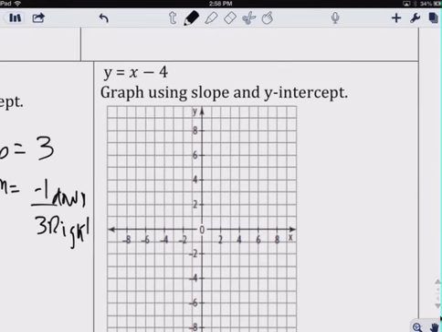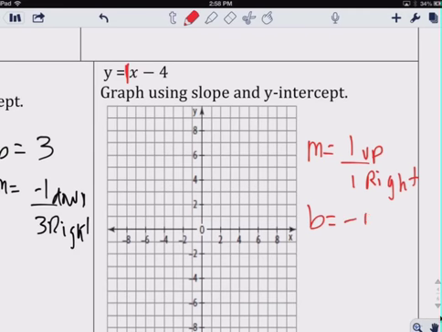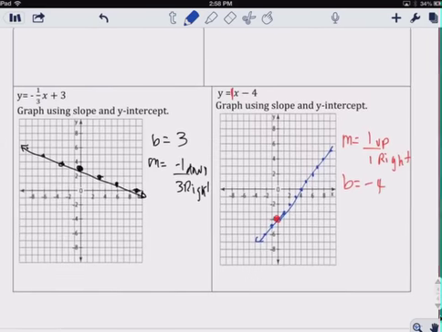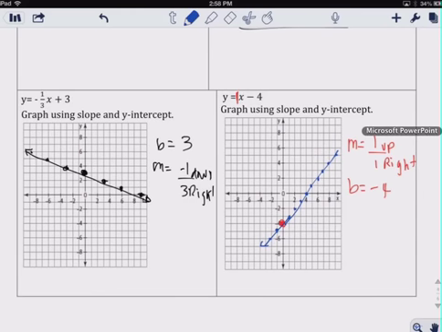Okay, here, if there's no number here, it is an invisible 1 right there. So my slope is +1/1. That means up and right. b is the y-intercept, which is -4. -4 right there, your first dot. From there, you go up 1, right 1. Okay, and that's it right there. Up 1, right 1. Run out of room, down 1, left 1. Okay, and that's your line, and that's your homework for tonight.